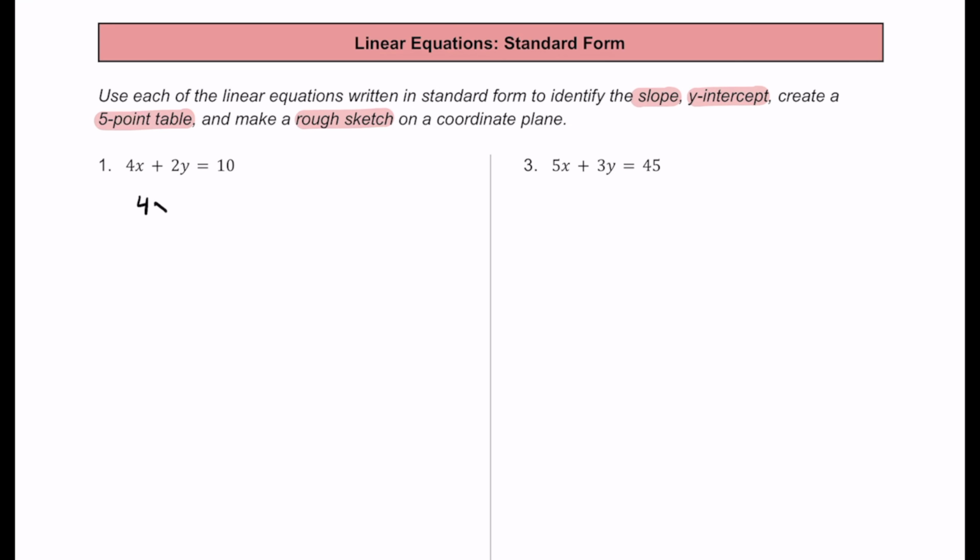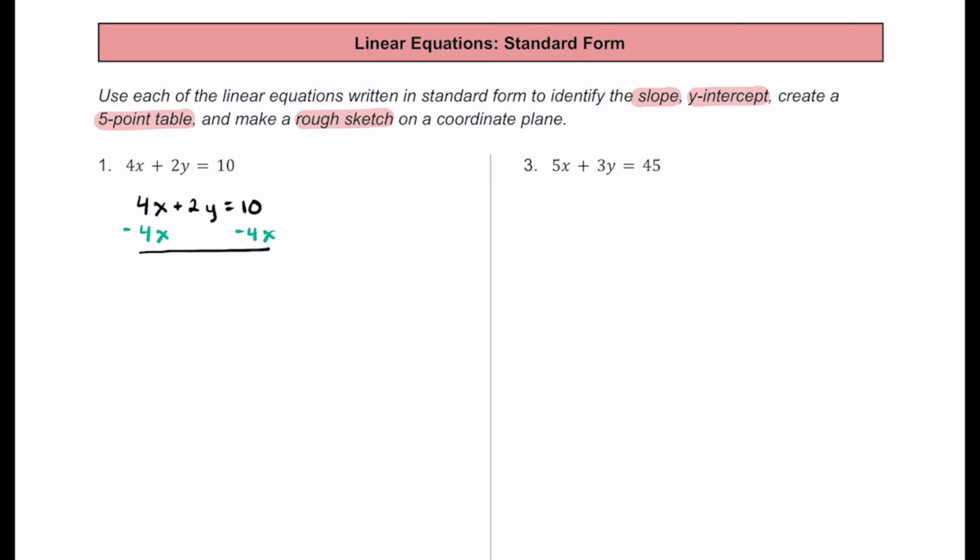Just to get started here, I'm going to rewrite the equation before we start working on it. And this is in standard form, which is that ax plus by equals c form. We want to turn it into maybe slope-intercept form just to get things rolling, and that way we can identify the slope right away. So if we want slope-intercept form, we're going to move everything to the other side so we can eventually get y alone. So we're going to isolate y so we can get that y equals mx plus b form.